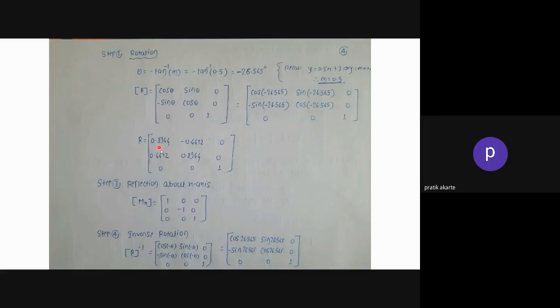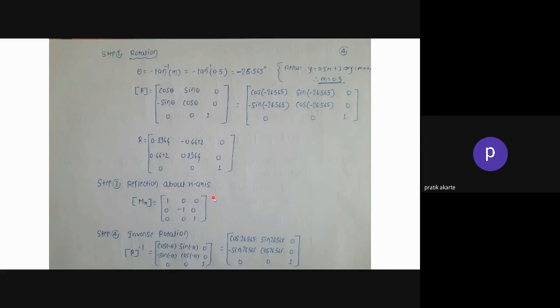So after the solution we get this as the rotational transformation matrix. So what happened? We have translated the line so that it will pass through the origin along with the entity, and we have rotated the line so that it will coincide with the x-axis along with the entity. Now we will be reflecting it about the x-axis. For that we have this reflection transformation matrix, 1 0 0, 0 minus 1 0, and 0 0 1. So we are doing all these exercises for this step number 3 only.